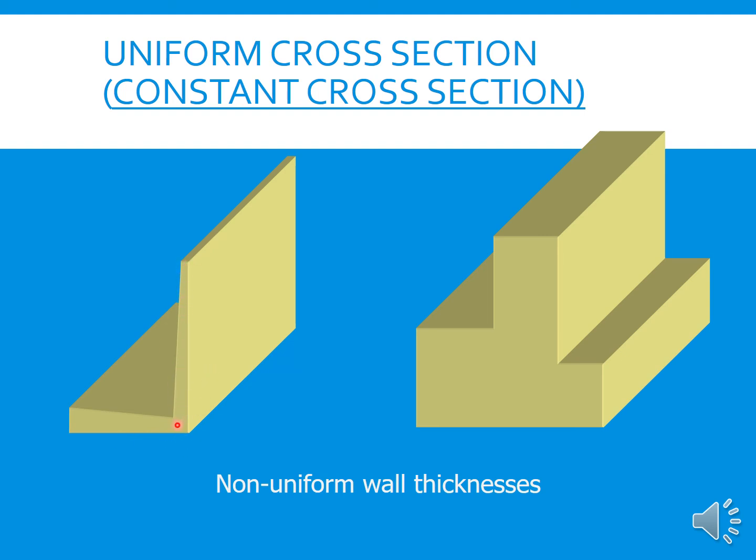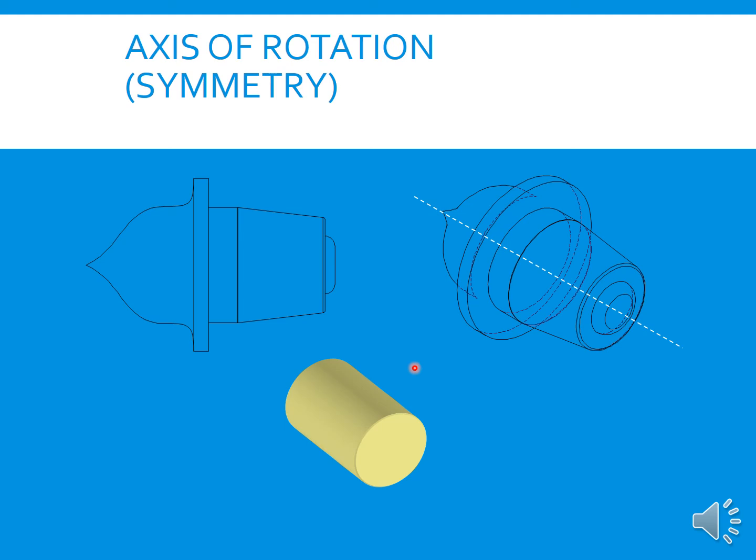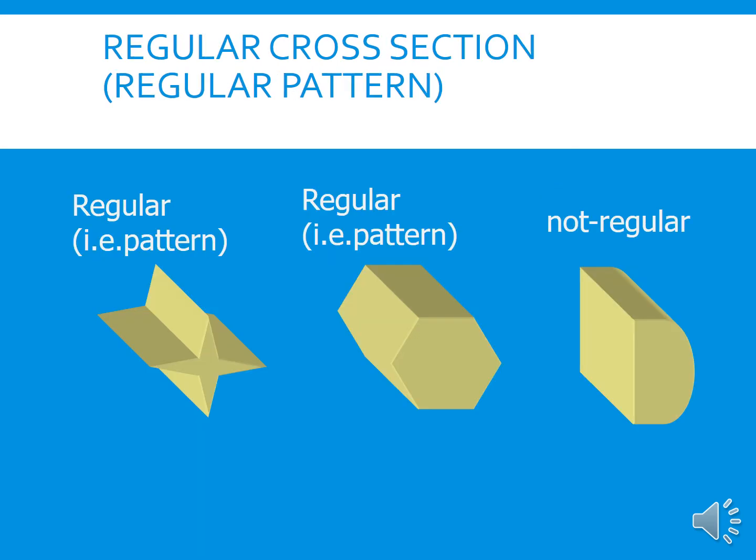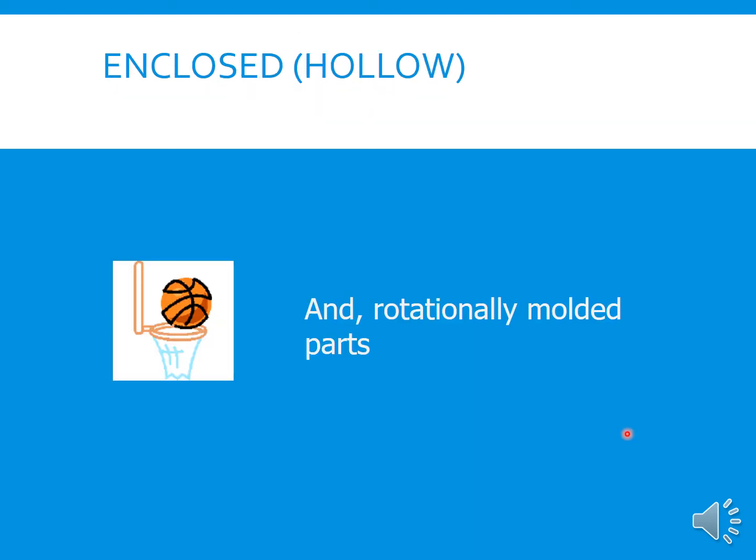The size is various. Okay, also this part is of various wall thickness. Okay, axis of rotation is symmetry, like toys, like this shaft. Okay, and regular cross section, like this regular pattern, like a star, a hexagon, not regular, a semi-sphere. Enclosed hollow part, rotation molded part.